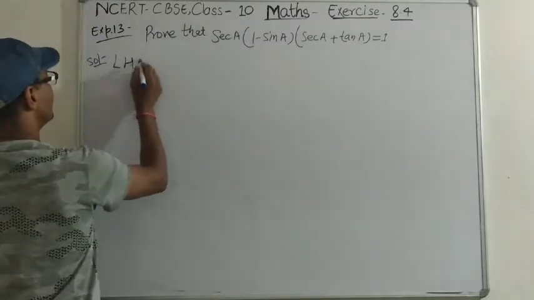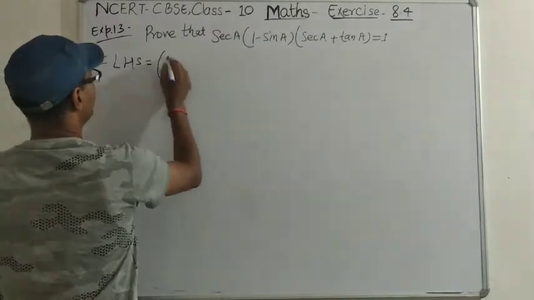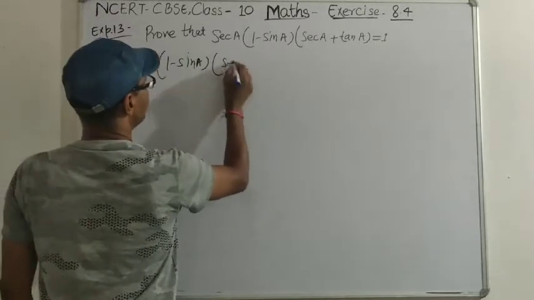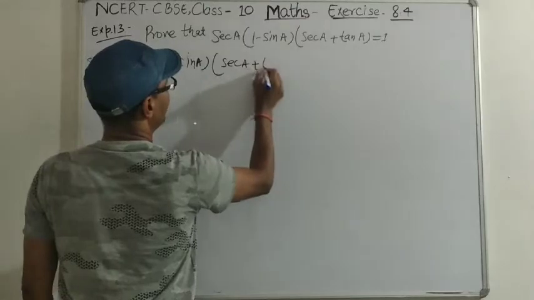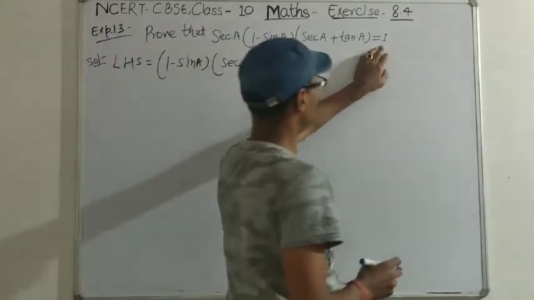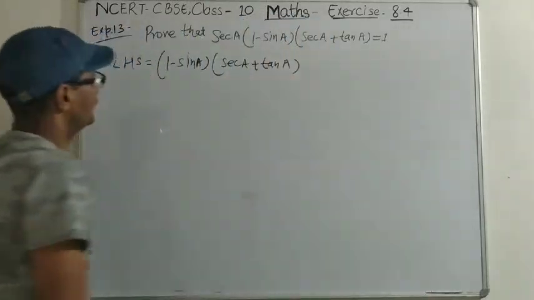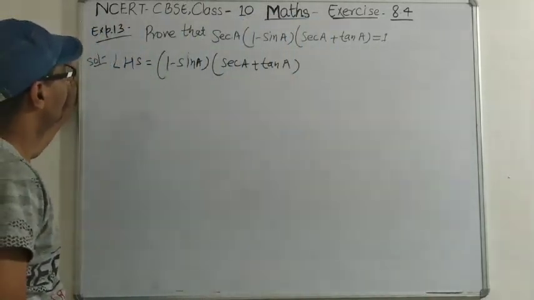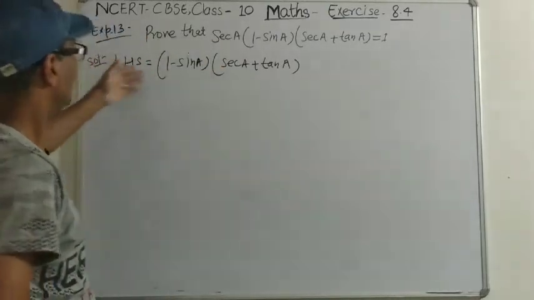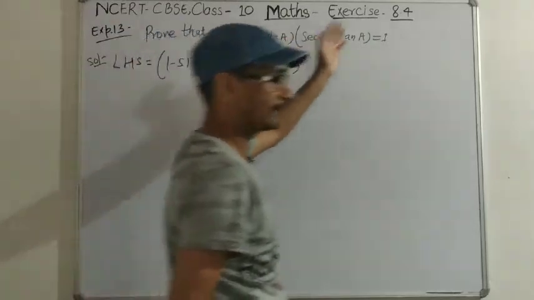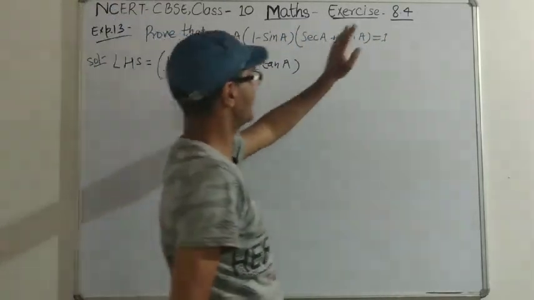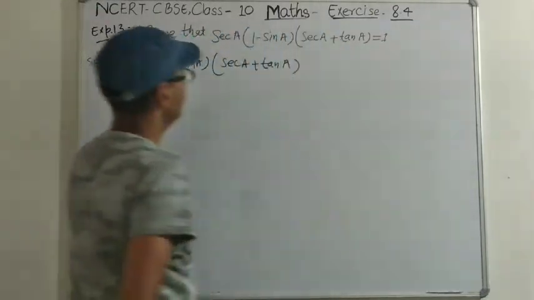So what is the process to solve? First we write the left hand side. It is (1 minus sin a) and here (sec a plus tan a). By solving this we have to show 1. So there is one technique: in case of this type of questions, if left hand side is given and right hand side is given, we can solve the left hand side to get the right hand side, otherwise solve the right hand side to get the left hand side.